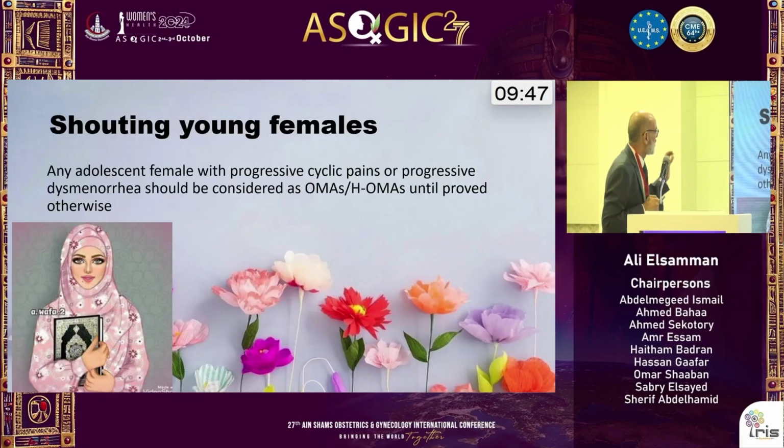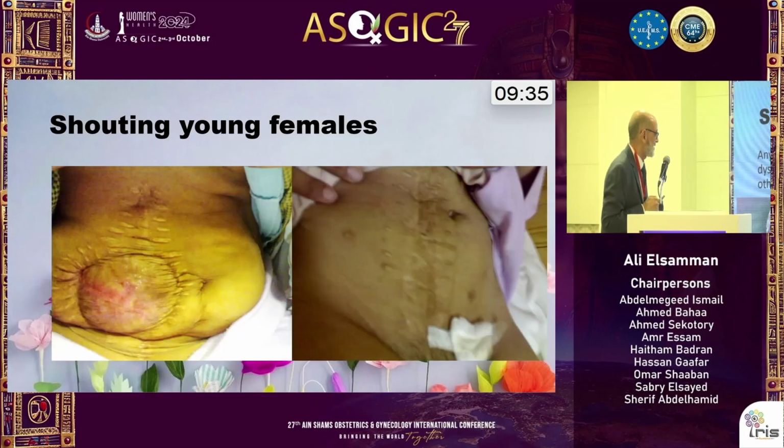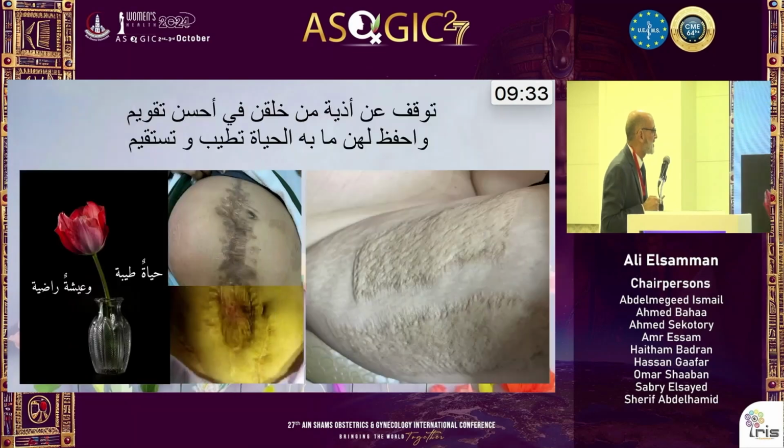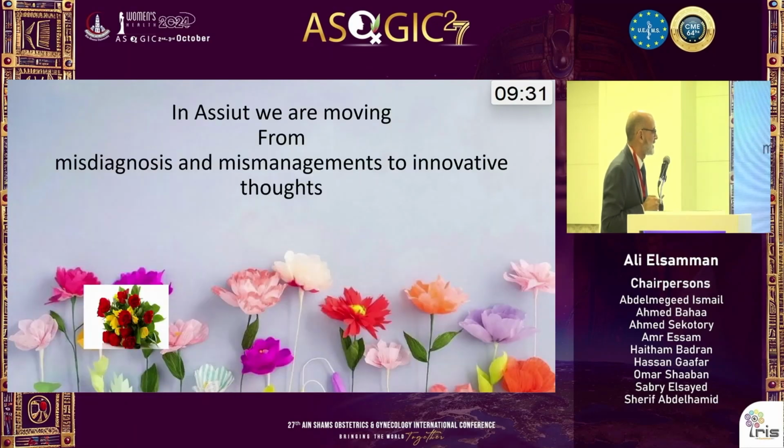For those, we say any adolescent female with progressive cyclic pains or progressive dysmenorrhea should be considered as obstructive Mullerian anomaly until proved otherwise. Otherwise, she will have debilitating disfigurement of their soft, beautiful skin.